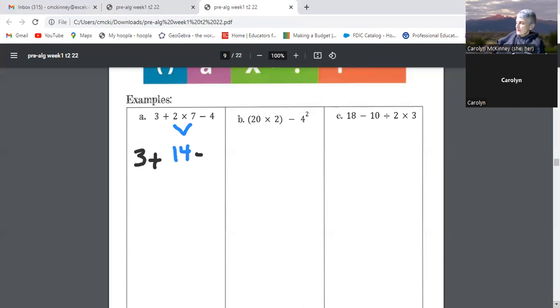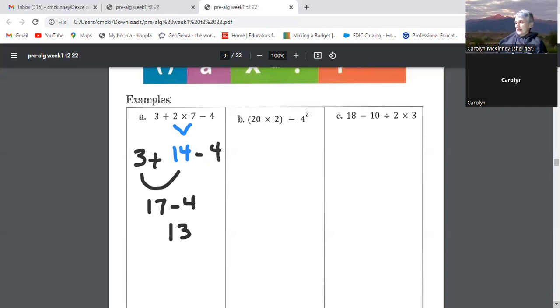Sorry about that. So now I have 3 plus 14 minus 4. So everything that's left is just addition and subtraction. So we'll simply go from left to right. So we can go ahead and do 3 plus 14. So 3 and 14 makes 17. And then 17 minus 4 is 13. And maybe you could have simply kept 17 in your head. Minus 4 is 13. All right, I hope so.